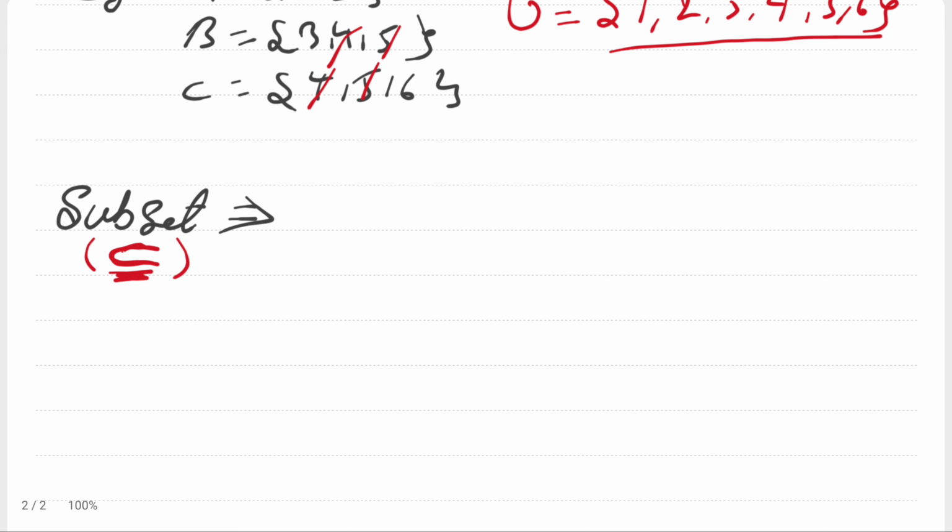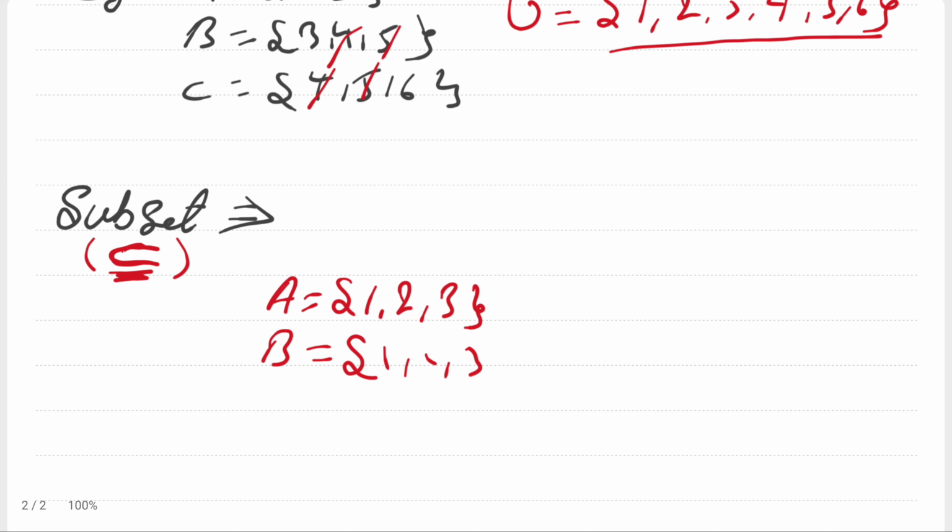Let's suppose there is a set A, and the elements of set A are 1, 2 and 3. And here is a set B, in which the elements are 1, 2, 3 and 4. So am I asking you, is set A a subset of B or not?